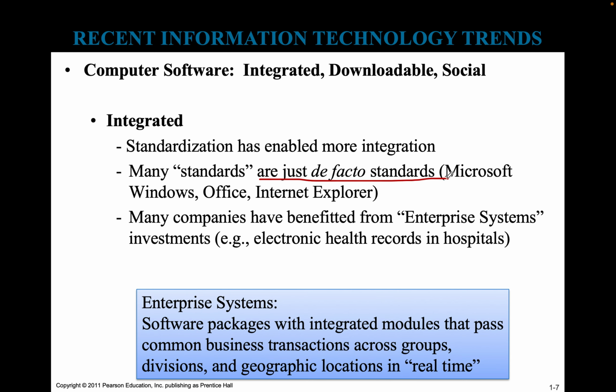A good example is the Microsoft Windows. Any computer, you can install the Microsoft Windows. So it's a de facto standard. The Microsoft Windows, the Microsoft Office, the Internet Explorer, they are by default. You can just download them and install them in the computer. So they are de facto software.